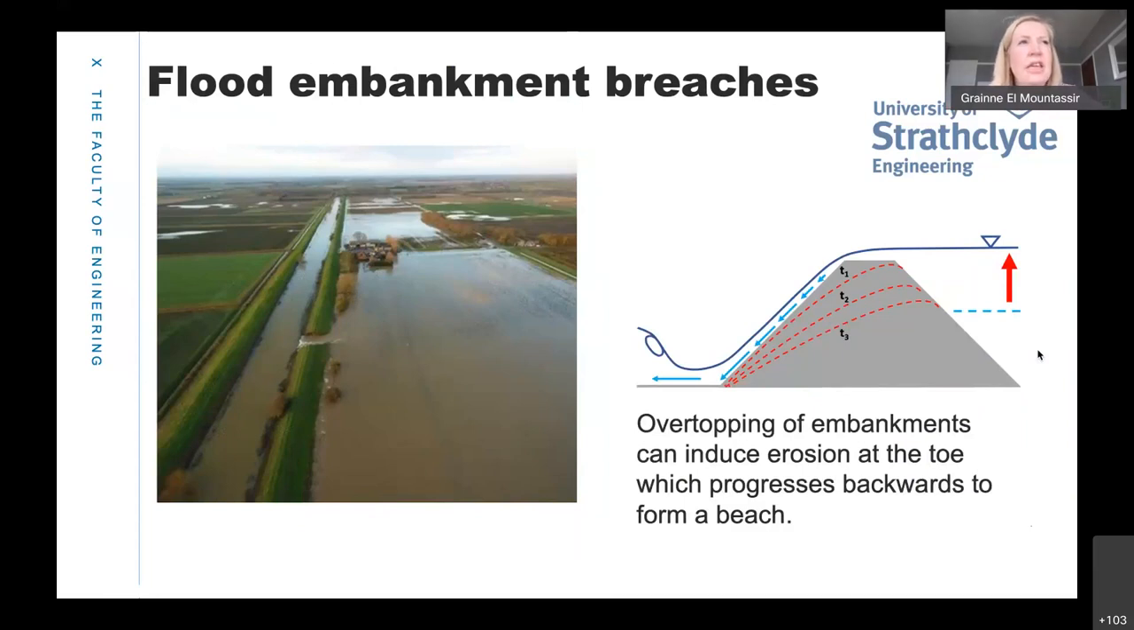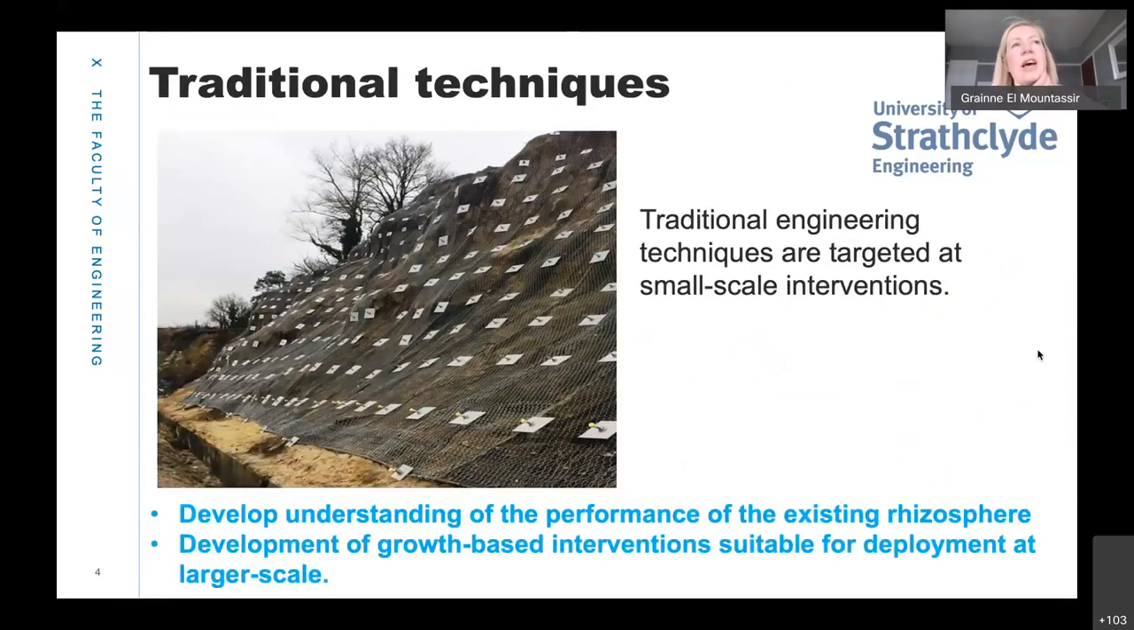But the striking thing about these challenges is the scale on which they occur. Landslides can occur on a catchment scale. Flood embankments in England and Wales alone, there are 35,000 kilometres of embankments. But the techniques that we have as geotechnical engineers to mitigate slope failures are really targeted at small scale point by point interventions. And so what we're doing at Strathclyde is trying to first develop understanding of the performance of the existing rhizosphere from an engineering perspective, and then we're also developing growth-based interventions that may be suitable for deployment at a larger scale.